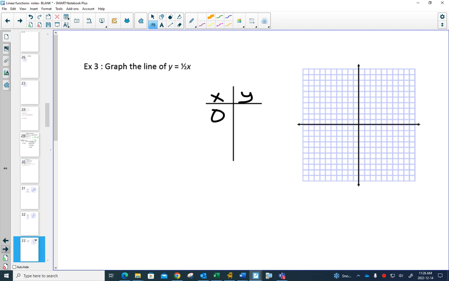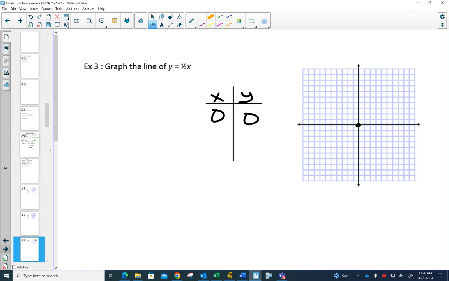Zero would be a good one to do again. Okay? Just plugging in 0. What's 1/2 times 0? 0. So I know I have this one. Why might I not want to choose 1? 1's not bad. 2. 2 would be better.